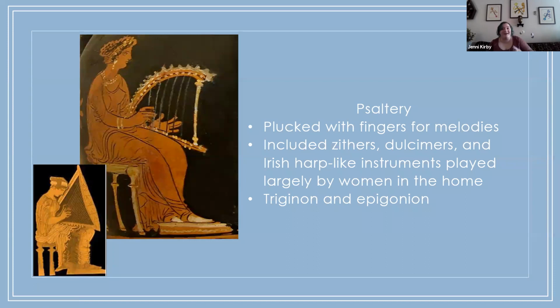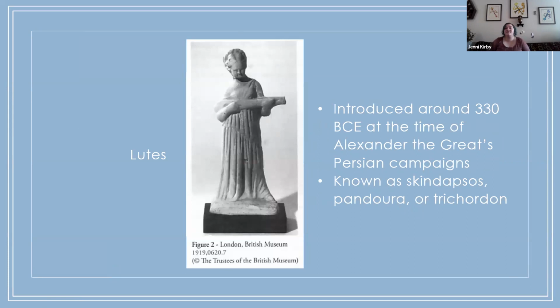And it is actually the largest ancient instrument. So you can tell here it's huge. It's got tons of strings. And then we do have some lutes that appear in ancient Greece, but they don't appear until later when Alexander the Great comes in. So it's likely that he brought them, the lutes, with him and then introduced them.